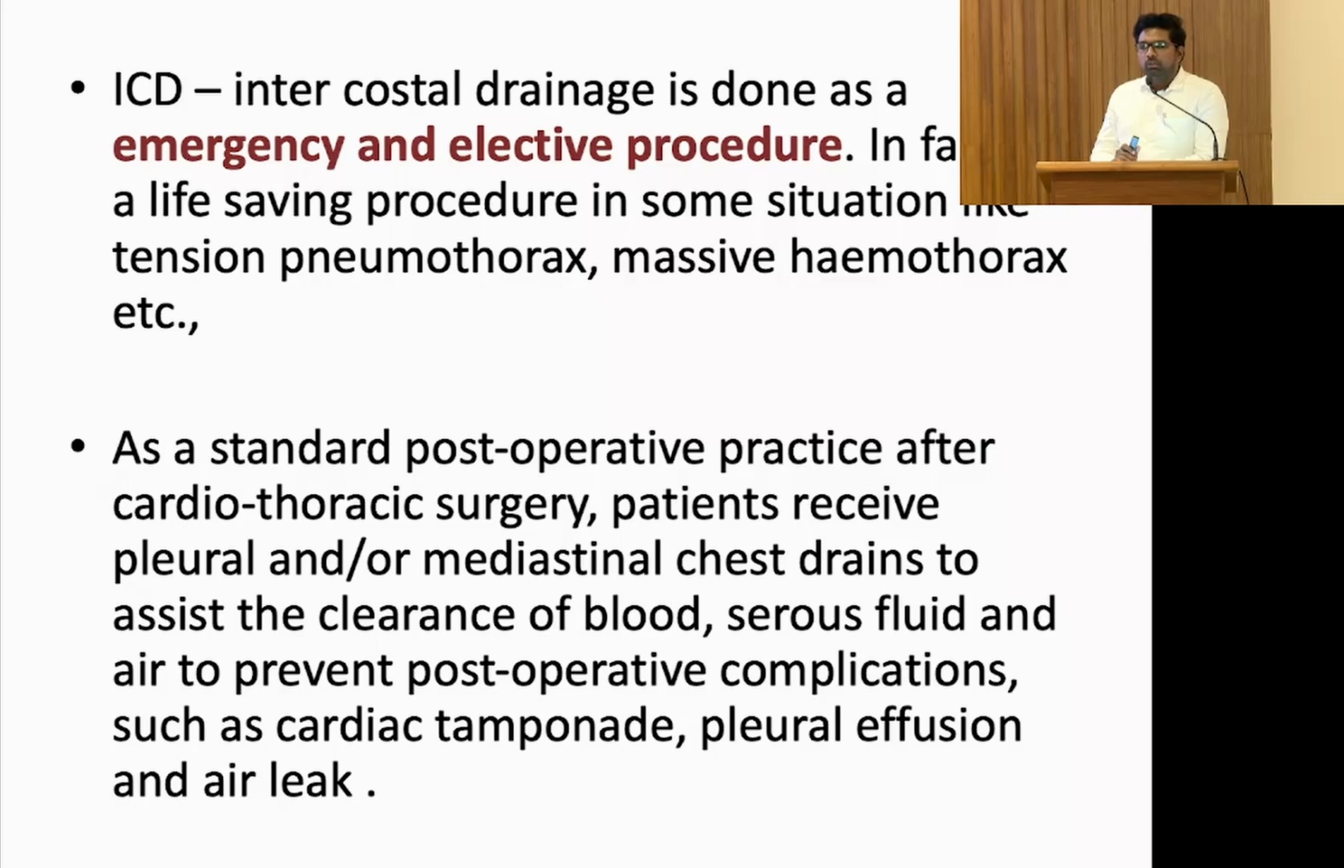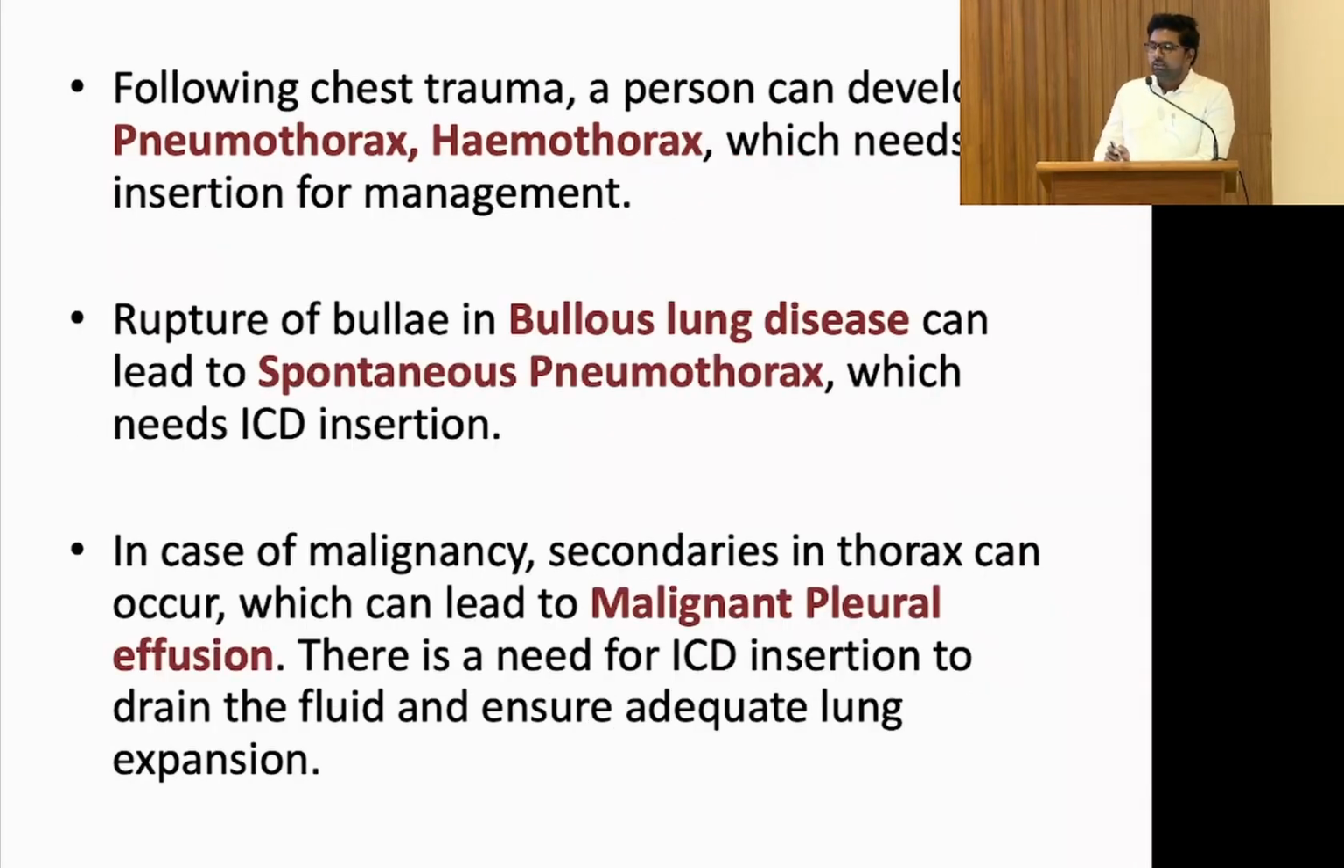It may be a pleural or a mediastinal site for draining the blood and fluid to prevent the tamponade effect or the air leak. So, what are the other conditions where we insert an ICD? We can insert an ICD for a pneumothorax or hemothorax following a trauma, or due to a pneumothorax that occurred because of rupture of bullae in a bullous lung disease, leading to a spontaneous pneumothorax which needs an ICD insertion. And also in conditions like malignancy, that may be secondaries in the thoracic cavity or even a primary lung malignancy, there may be a malignant pleural effusion which requires an ICD insertion.